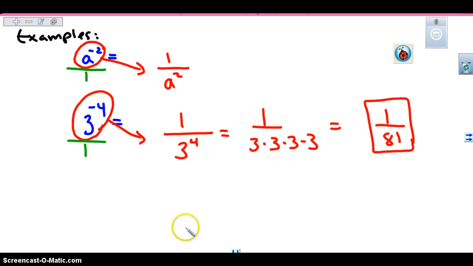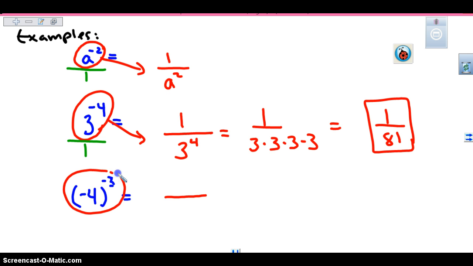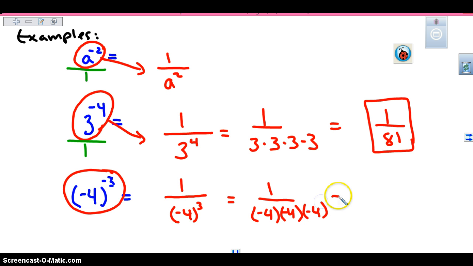Let's try another one. If we have negative 4 to the negative 3rd power. To make the negative exponent positive, that negative exponent belongs to the negative 4. We put it in the denominator, 1 over negative 4 cubed. This is equal to 1 over negative 4 times negative 4 times negative 4. In other words, 1 over negative 64.